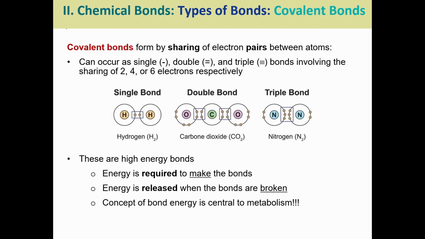These covalent bonds are high energy bonds, meaning it's going to take energy to make the bonds. And when we break the bonds, it's going to release energy. This idea of using energy to make bonds and releasing energy when we break them is vitally important to metabolism, to our ability to function as living things. We will see this making and breaking of bonds in terms of the capture or release of energy. We're going to see that several times over when we look at different processes, especially when we get to cell respiration.